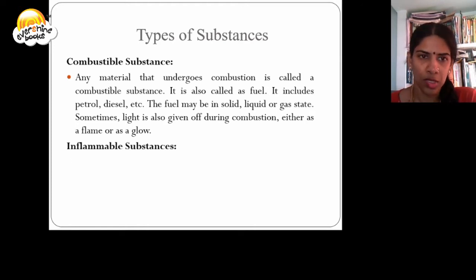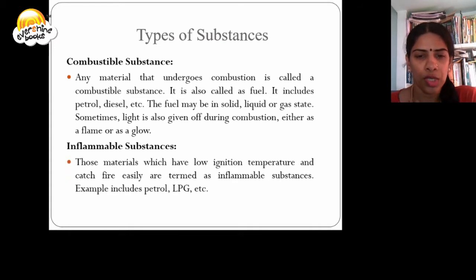Inflammable substances, that is, non-combustible substances. Those materials which have low ignition temperature and catch fire easily are termed inflammable substances. Examples: petrol, LPG, etc. So types of substances include combustible substances and inflammable substances. Combustible substances are fuels.